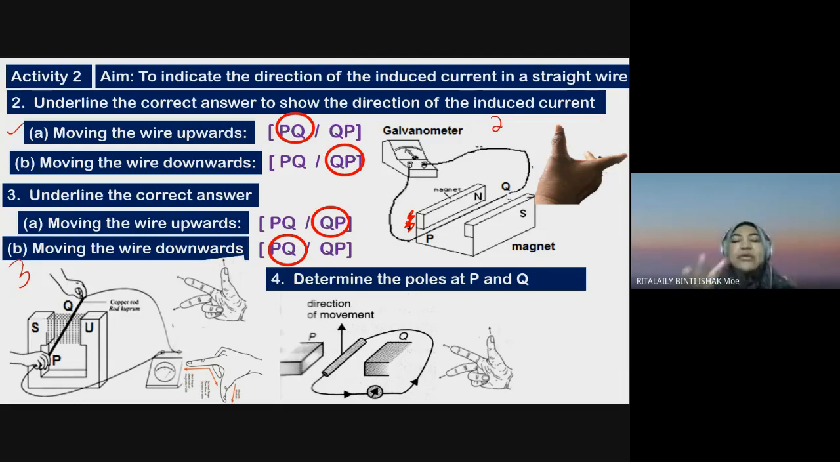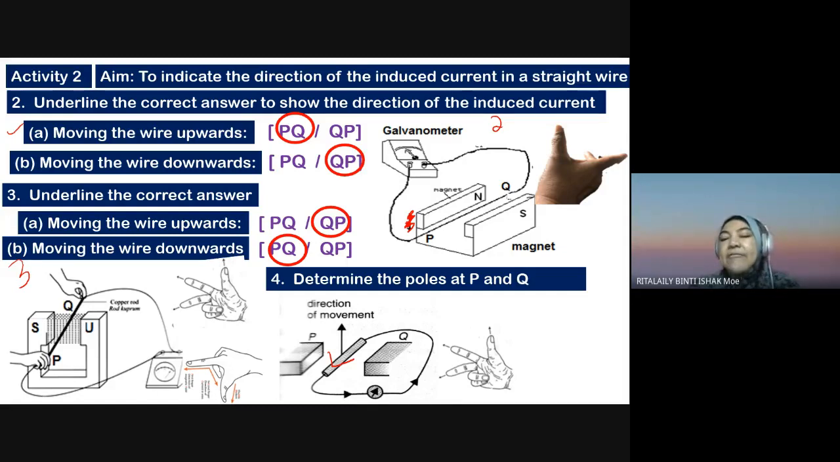For number four, we have a conductor and we know the direction of current. What we need to determine now is the polarity of P and Q. So which one is south, which one is north, P or Q?